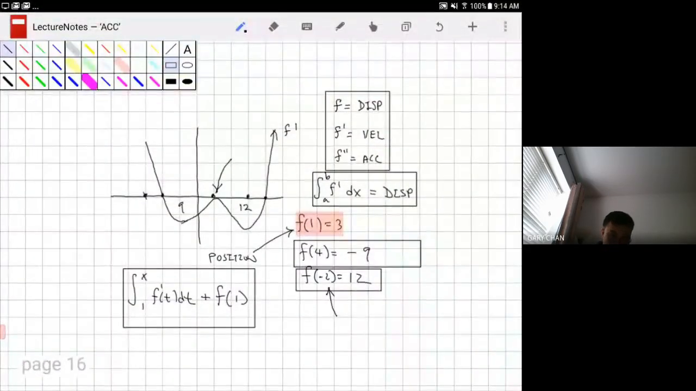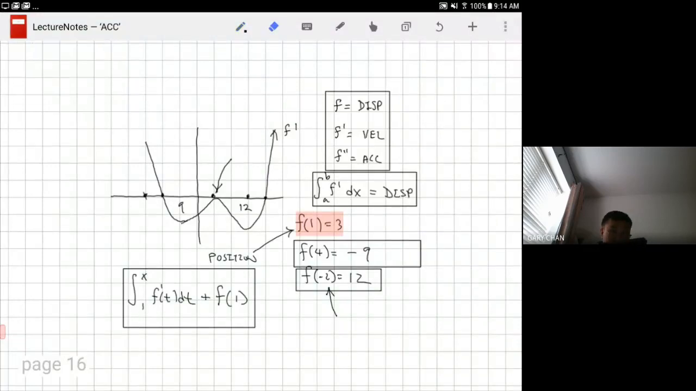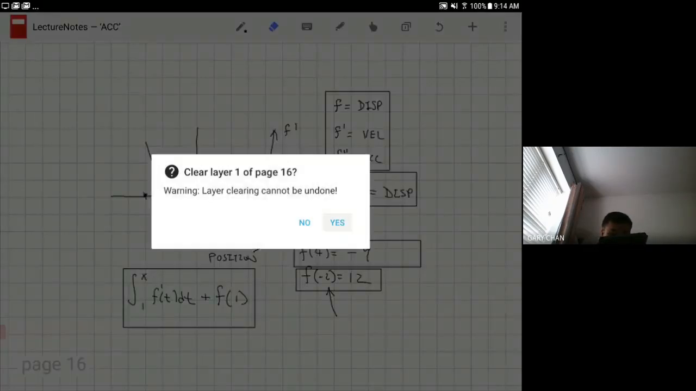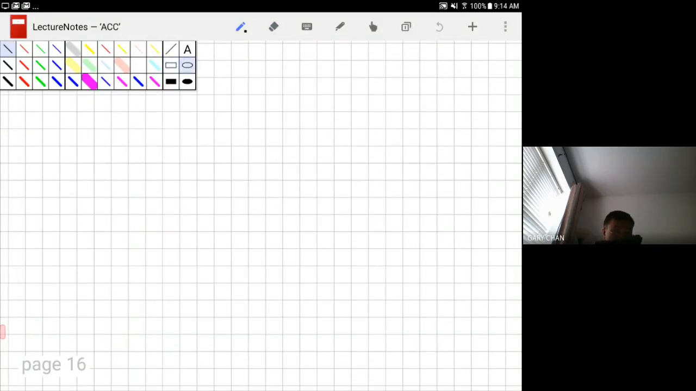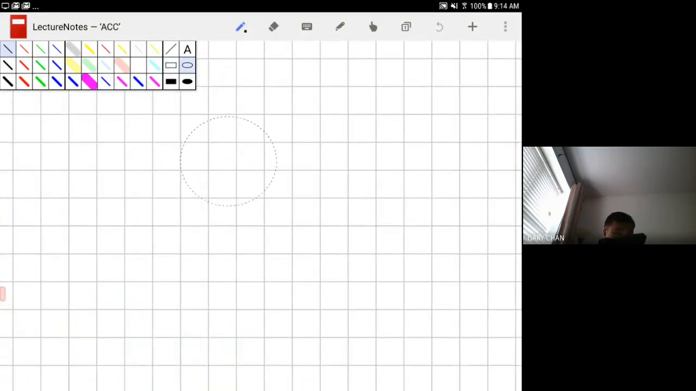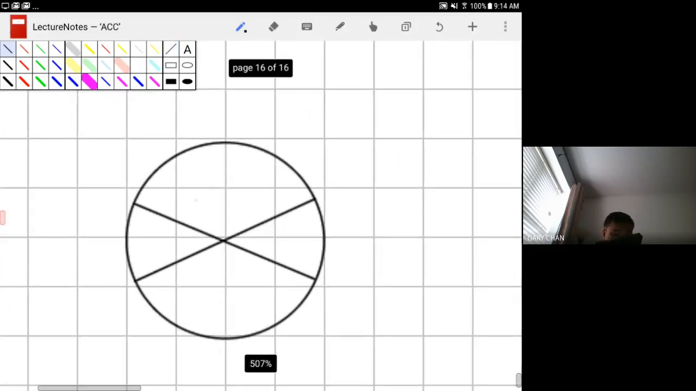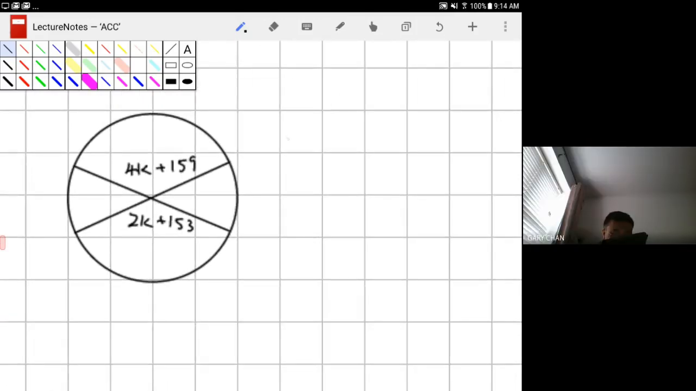So this is not you guys, this is calculus. Let me erase that. Okay, so the situation that we had before, I'm just going to quickly redraw that. It looks something like this. And you were given something like this. And the angles were 4K plus 159 and 2K plus 153, right? So remember, these are vertical angles here. So therefore, we have 4K plus 159.